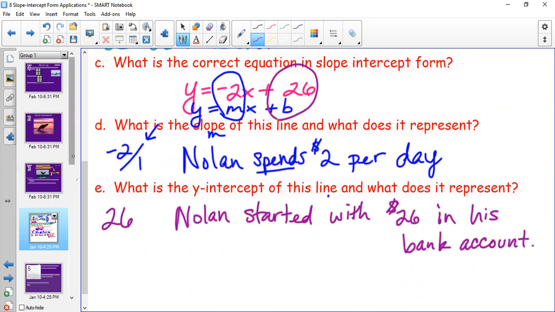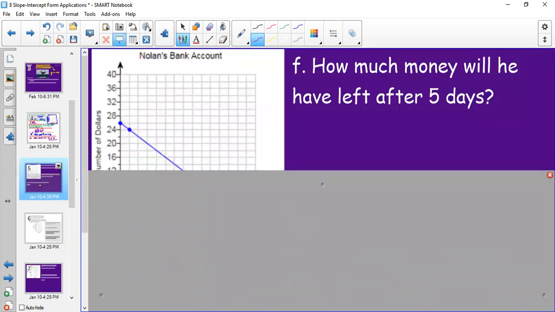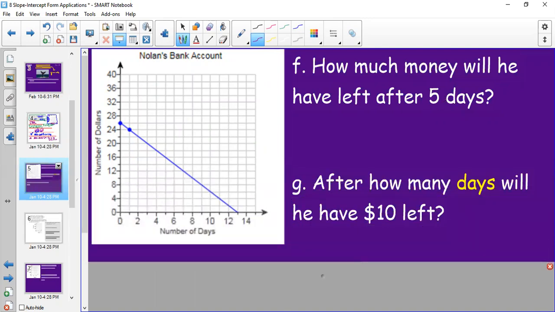Okay, now we're going to answer some follow-up questions, and we're going to use this graph that they gave us to answer them. So how much money will he have left after 5 days? Okay, so 5 days, keyword there. So here's days. I'm going to find 5. I'm going to go up until I hit Nolan's line there, and then I'm going to go over, and that's going to tell me how much money he's going to have left. So it says $16.